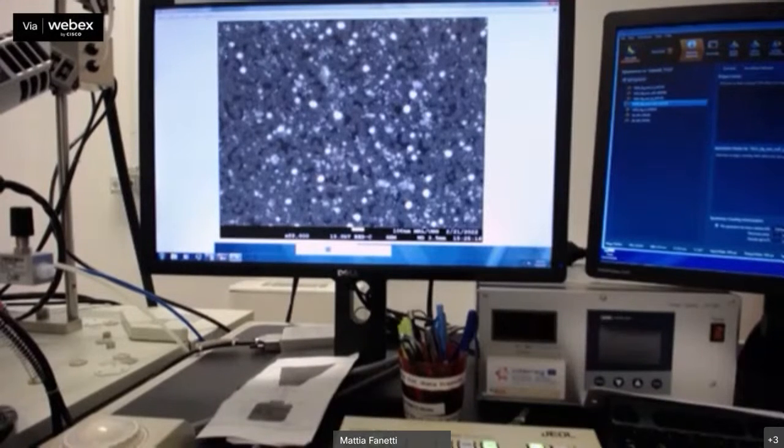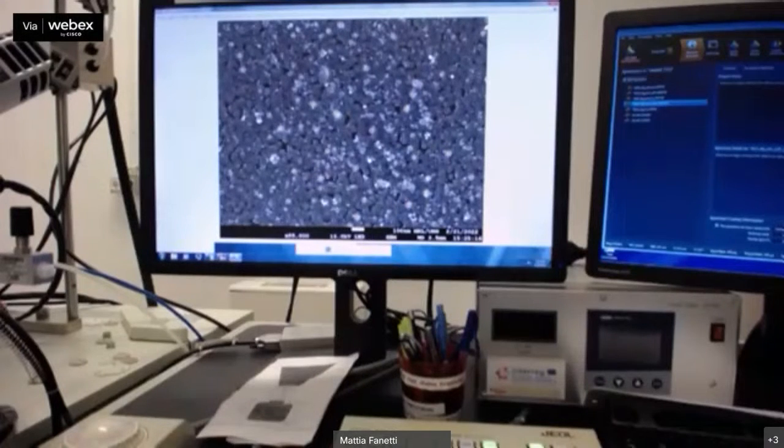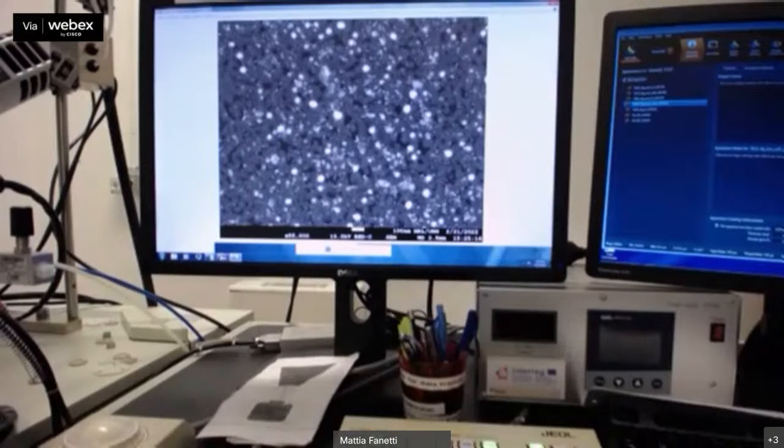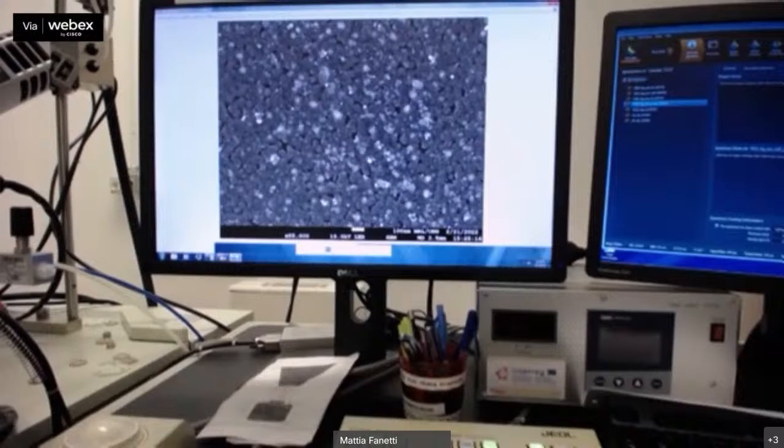Here you see these bright dots. These are the silver nanoparticles. Also the small ones are silver. Sometimes they are on top, and so I can easily see them also in the secondary, like this. But sometimes they are inside the film, and in the secondary, which is more sensitive to the surface, they are invisible. For example, here or here.